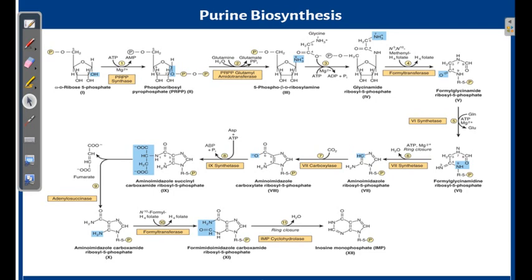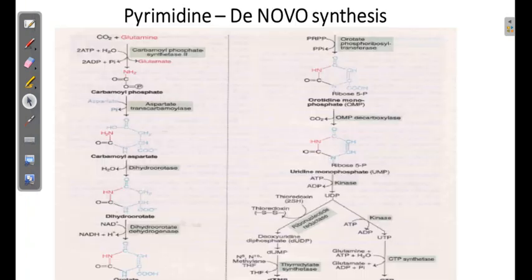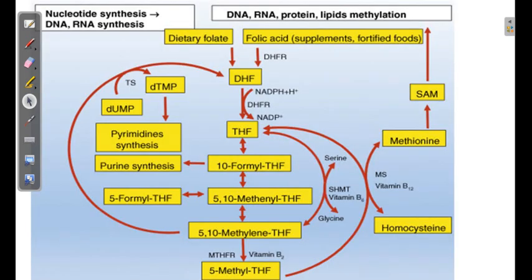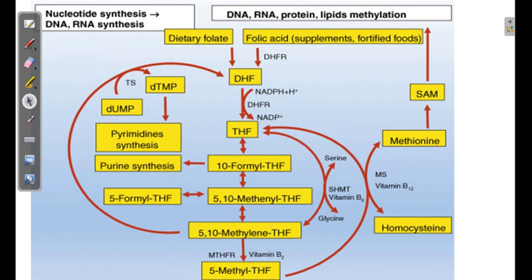So formyl tetrahydrofolate is converted into folate. That is what we require over here for the purine synthesis, and the same for the pyrimidine synthesis. As you see, methylene tetrahydrofolate is again converted into tetrahydrofolate. So as you can see, these two reagents are required to make sure that the three nitrogen bases, adenine, guanine and thymine, are synthesized.